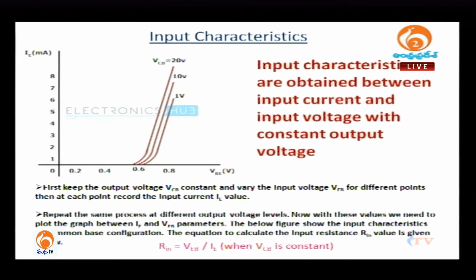Now, you can just see that the curve is shifting towards left. It indicates that when we increase the collector to base voltage, then the holes that have been injected into the base region are swept more quickly due to this high collector to base voltage, like this one.